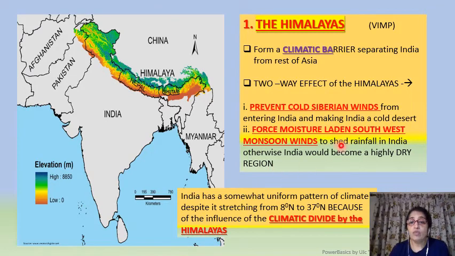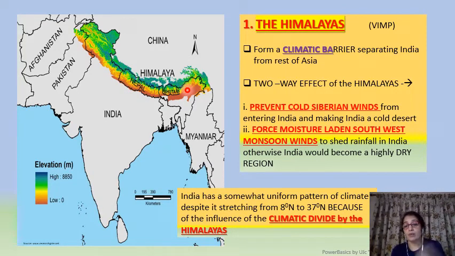Secondly, they force the moisture-laden southwest monsoon winds to shed rainfall in India. Otherwise, India would become a very dry region. The southwest monsoon winds come and crash against the Himalayas. They can't cross over them and they precipitate. So the northern part of India receives a lot of rainfall.